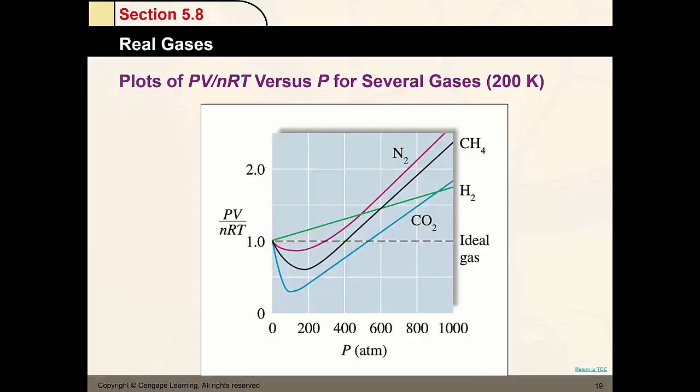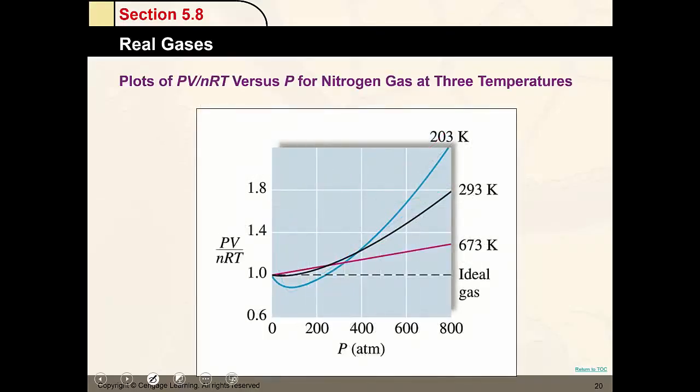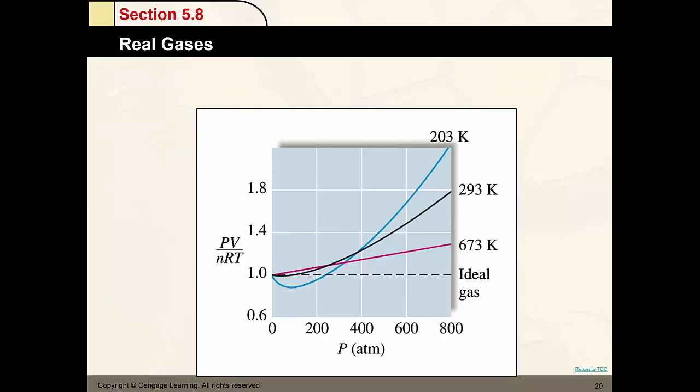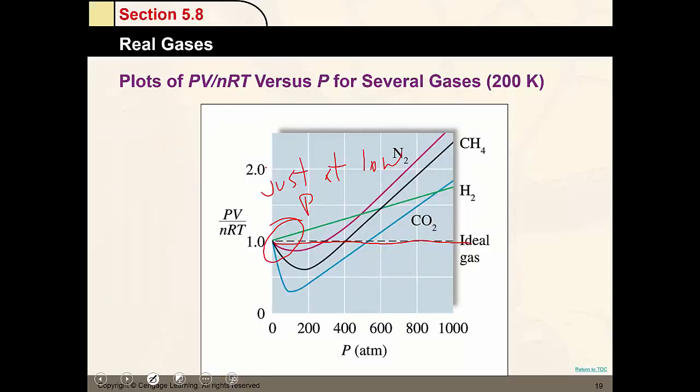And if you look at this graph at 3 different temperatures, specifically for nitrogen, it's more ideal at higher and higher temperatures. If you look from 203 to 293 to finally 673, it starts to get closer and closer to 1. At high temperature, it acts more ideally because the molecules are moving faster, meaning they have less time to interact with each other. They have less time to attract each other. And then the reason why at low pressures they act more ideally is that the actual gas molecules are taking up a smaller percentage of that volume.